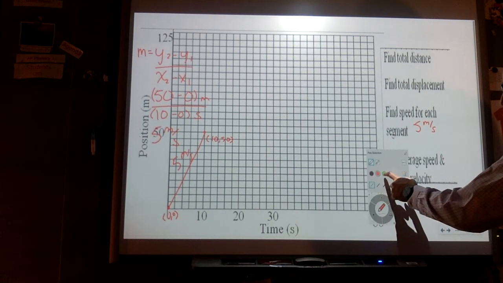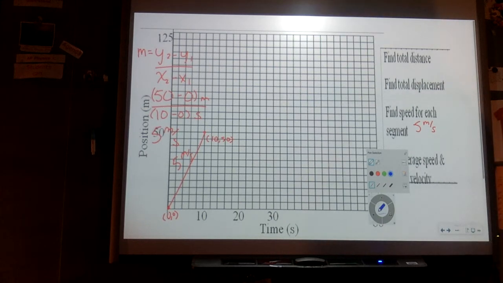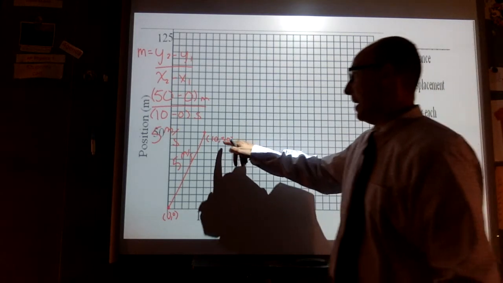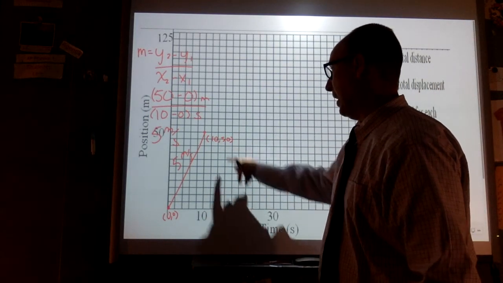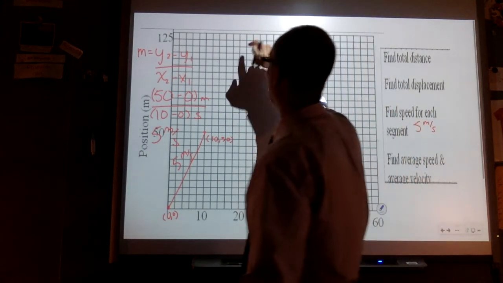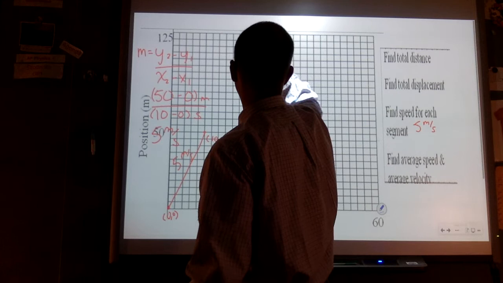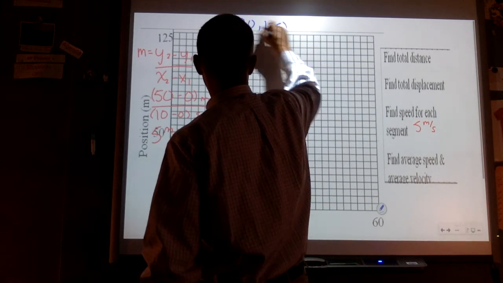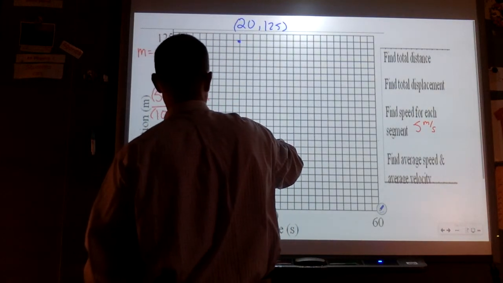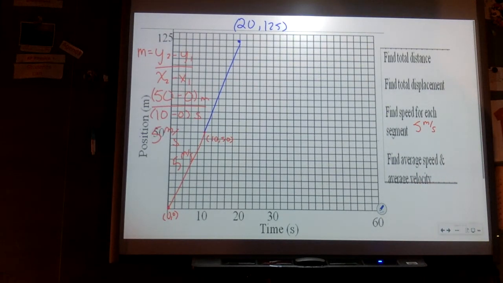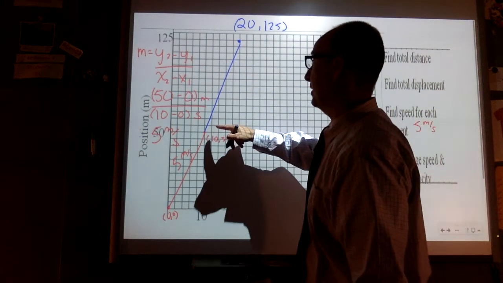For the next segment, he speeds up and he went an additional 75 meters in 10 seconds. So I'm going to have to add 75 to 50 and 10 to 10. So I'm going to end up at 20, 125. And I'm going to connect this with a line. So it's a little bit steeper. That's our second one.